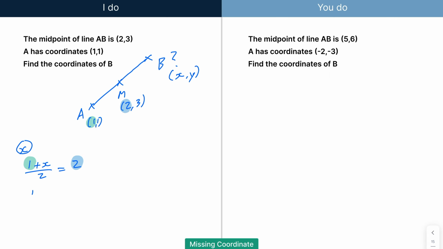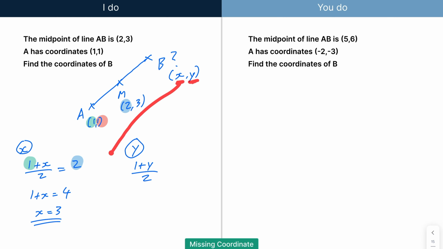Now if I rearrange this, that becomes 1 plus x is equal to 4, because I can just move this 4 over, and that means x is going to be 3. So that's x done. And now for y, we are going to use the y value of A. So that's going to be 1 plus y divided by 2. And the y is coming from here, because that's what we're trying to find. We found what this is now, and now we're trying to find what y is. So that'll be 1 plus y divided by 2 is equal to 3.